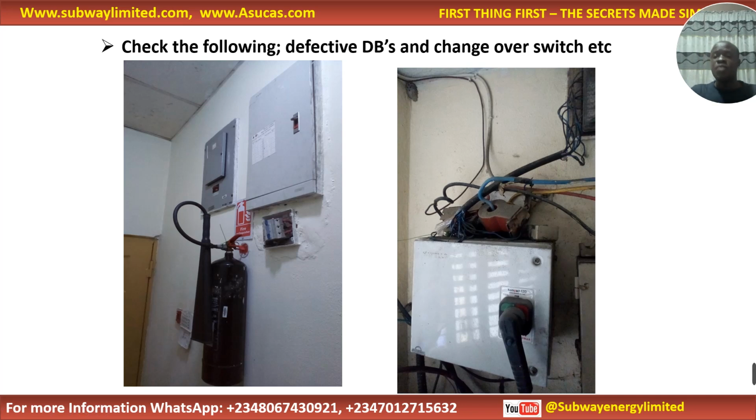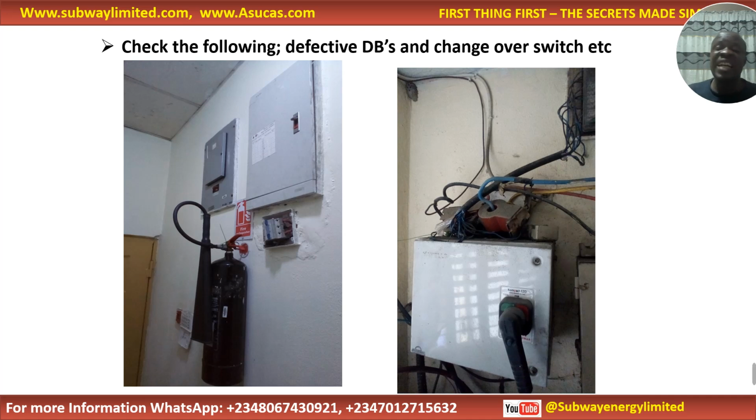So check the following defective DBs. There are some DBs where, when you go there, you will be seeing sparks. As a professional, you want to integrate your solar power into such a DB. You need to correct it before you can include your power there. Else, one thing or the other will just shut down your system.